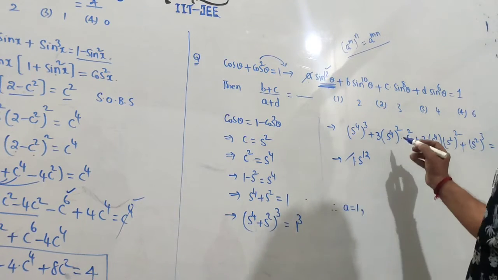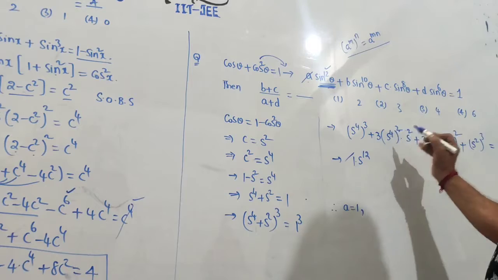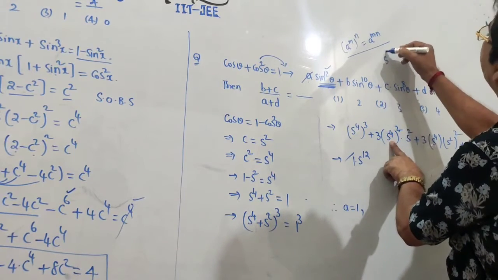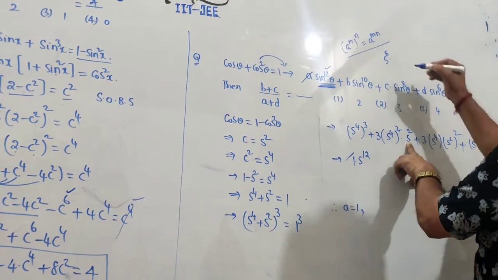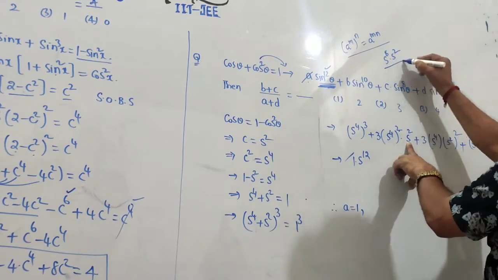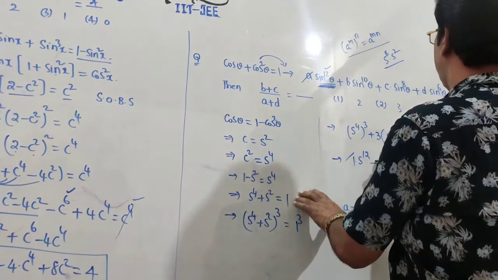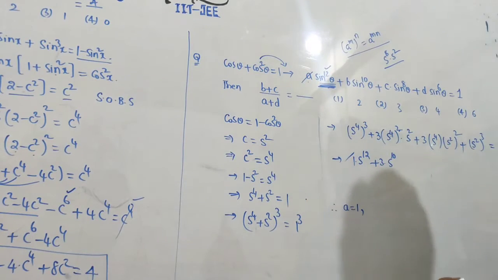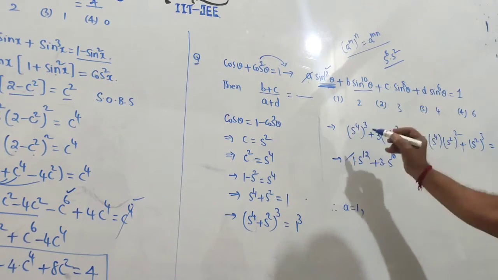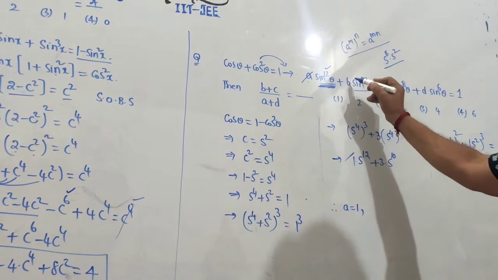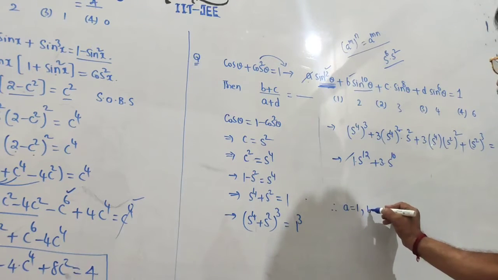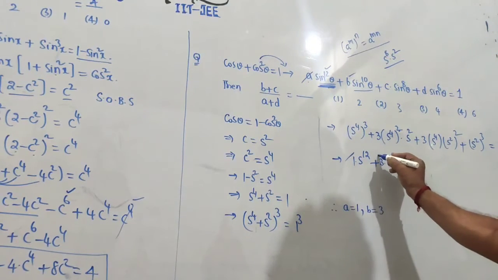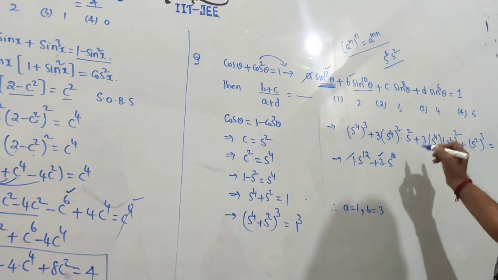Next, sine to the power of 8 into sine square, sine to the power of 10. So plus 3 into sine to the power of 10 theta. Compare with the sine 10 theta. So b is equal to what? It's coefficient 3.